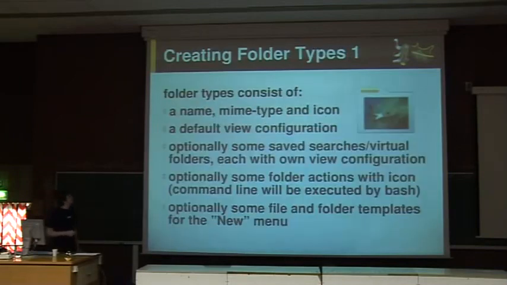Okay. Then next topic, creating folder types. I added the concept of folder types into Metasepia. A folder type consists of a name, a MIME type, and an icon, as well as a default view configuration, so for example thumbnails or list or whatever. Then optionally some saved searches, which are also called virtual folders, each with their own view configuration. So you can have the top 25 last used documents in a list.